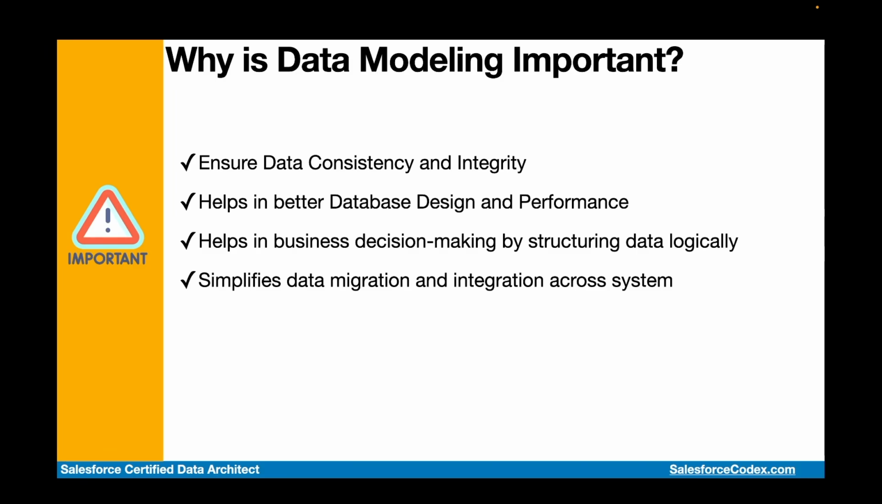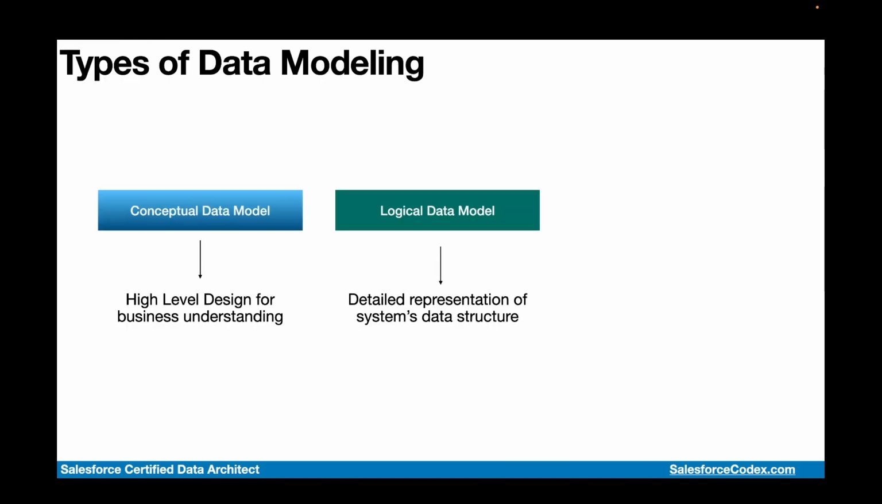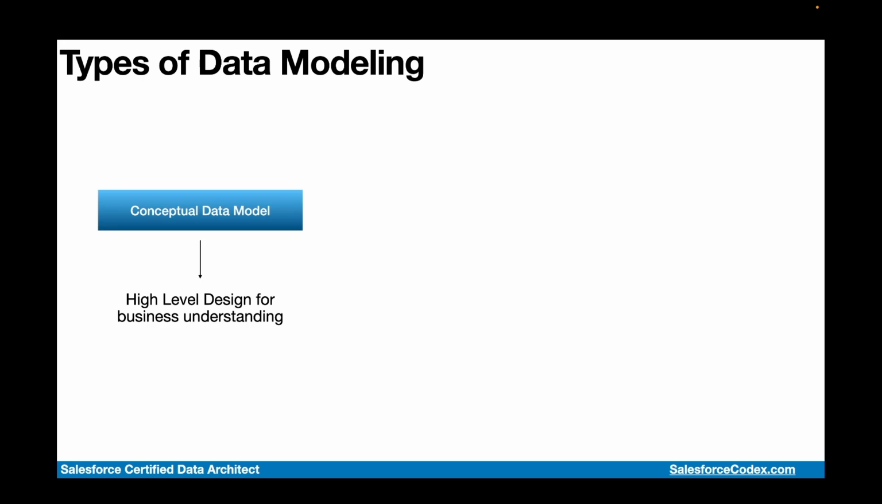Now we understand why data modeling is so important. Let's see what types of data modeling we have. The first type is the conceptual data model, which is a high-level overview of business entities and their relationships. This is basically to understand what data we need.